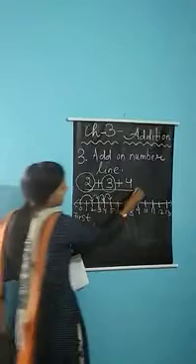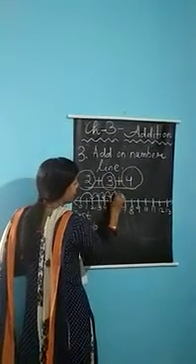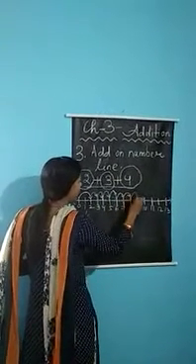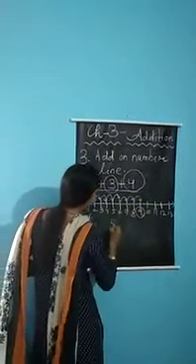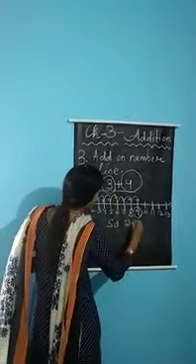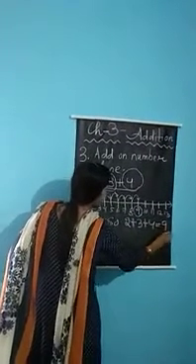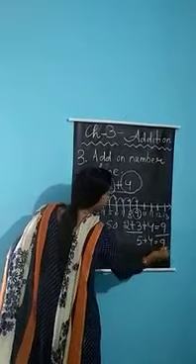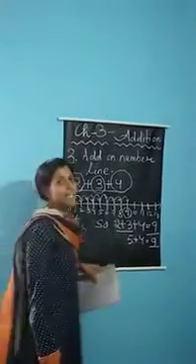Then our number is 4. So we will move 4 steps. 1, 2, 3 and 4. We reached 9. So we come to know that 2 plus 3 plus 4 is equal to 9. 2 plus 3 is 5 and 5 plus 4 is equal to 9. So in this way we can add the numbers.